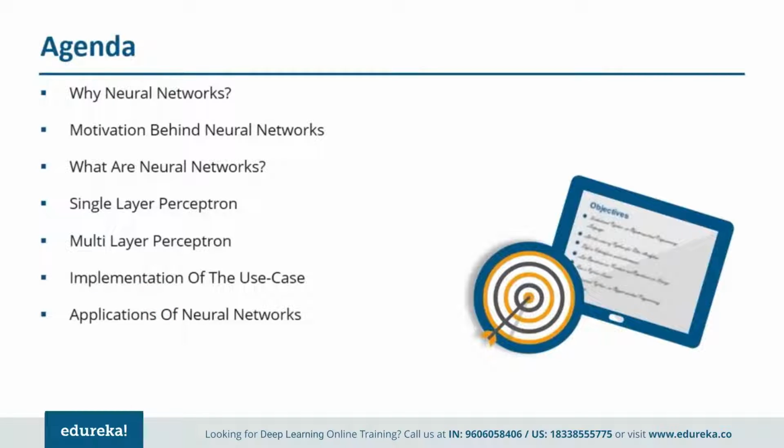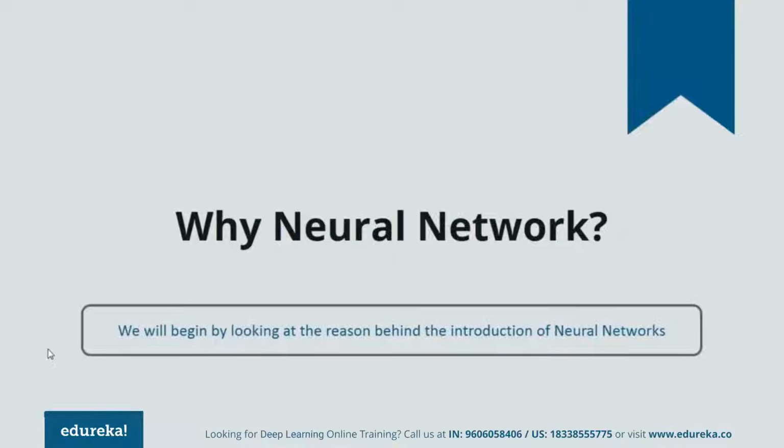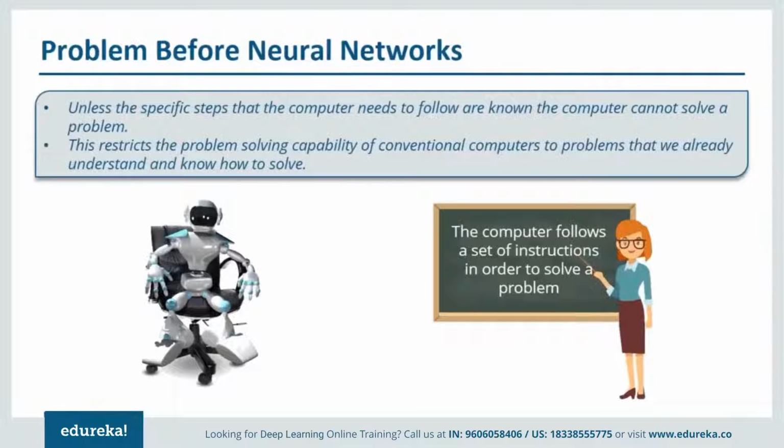So we'll move forward and we'll understand why we need neural networks. So in order to understand why we need neural networks, we are going to compare the approach before and after neural networks. And we'll see what were the various problems that were there before neural networks. So earlier, conventional computers used an algorithmic approach. That is, the computer follows a set of instructions in order to solve a problem. And unless the specific steps that the computer needs to follow are known, the computer cannot solve the problem.